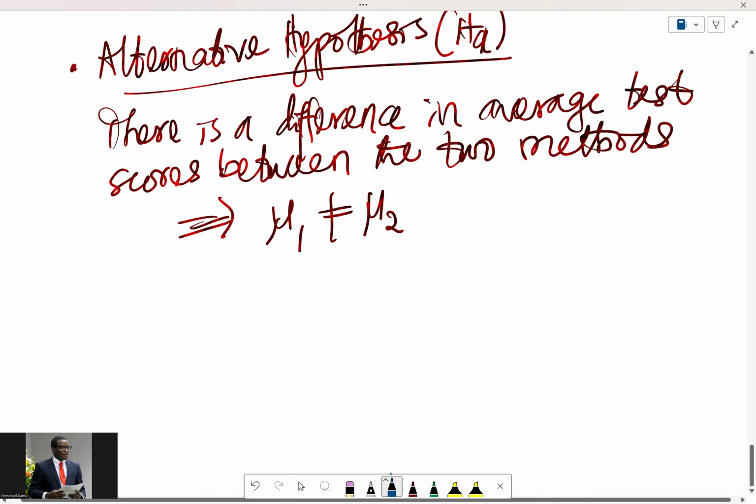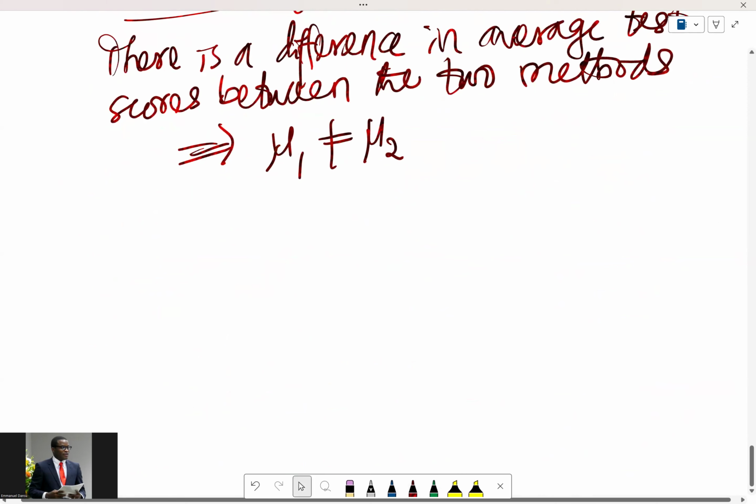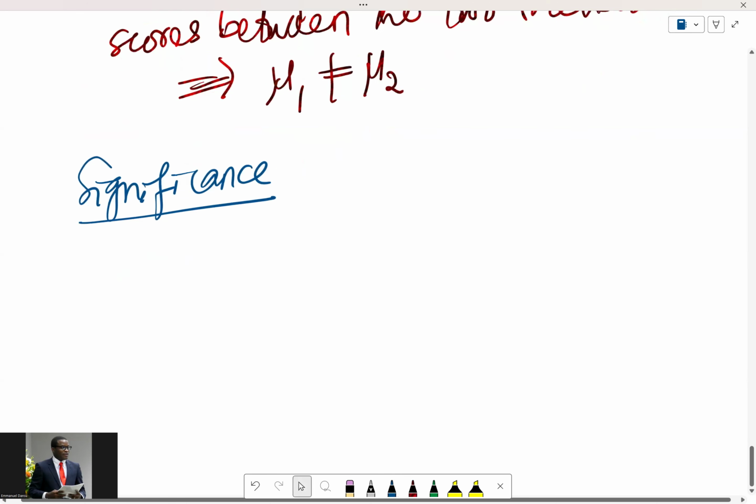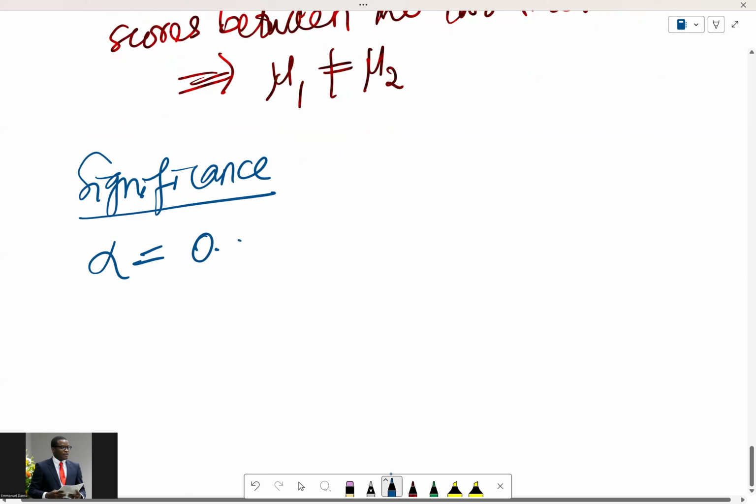So let's talk about the significance level. Usually we would say alpha is 0.05. Of course, you can, if you want it to be higher, you can go for alpha equals 0.01. So just take alpha is 0.05 usually.